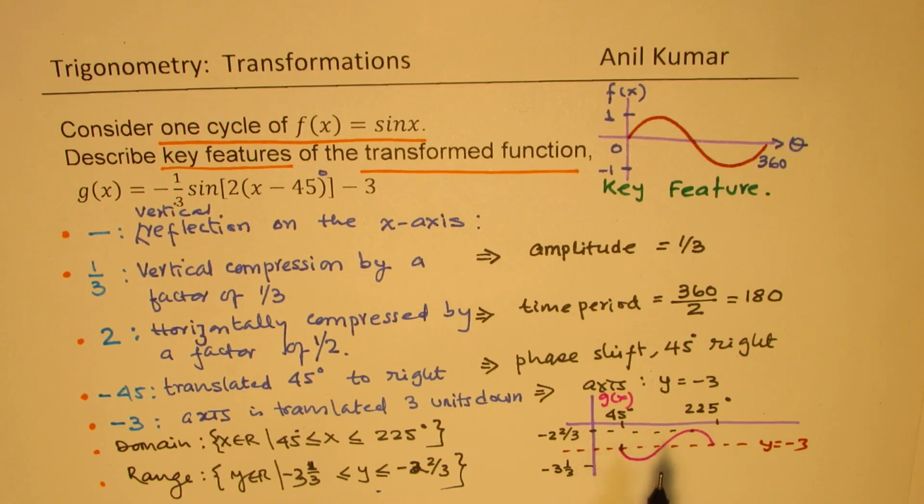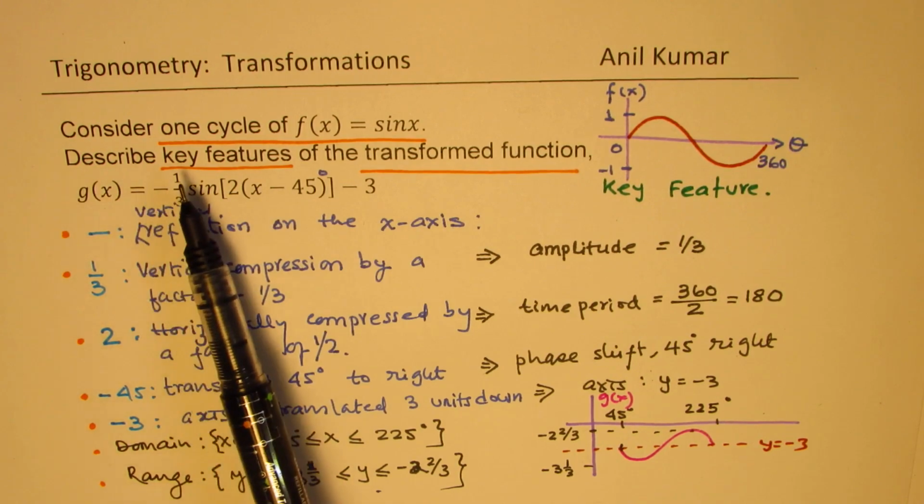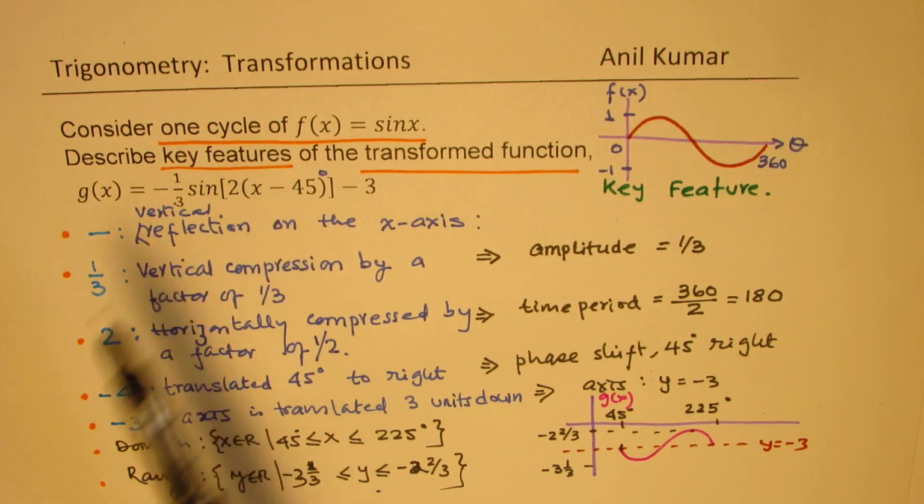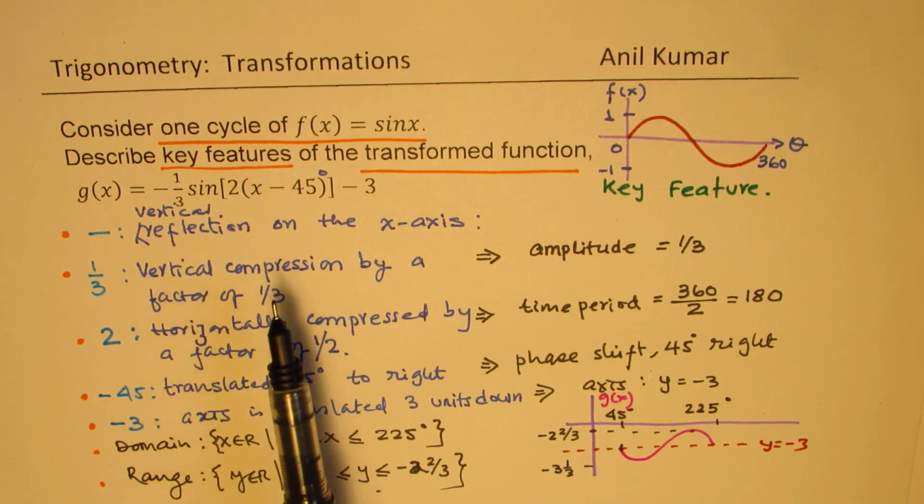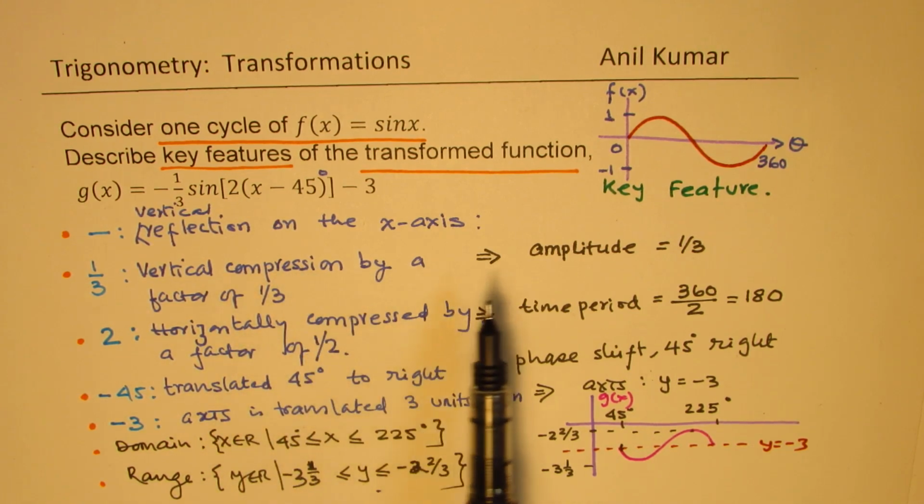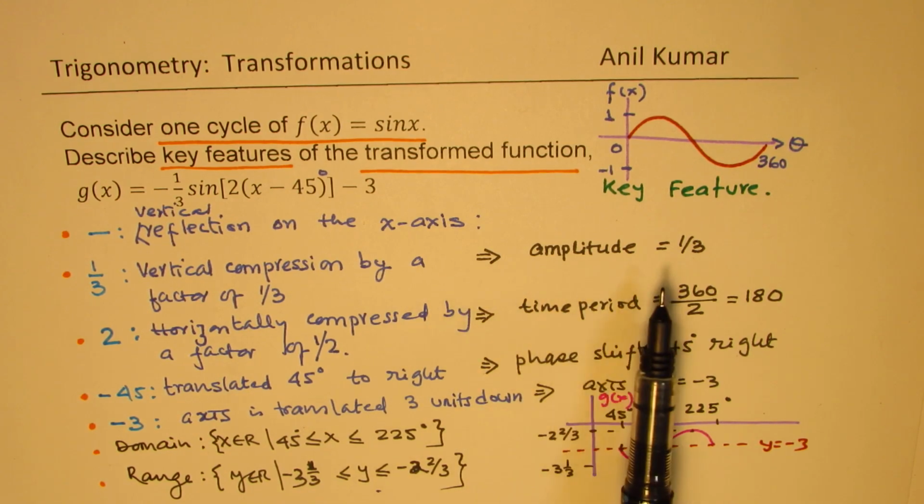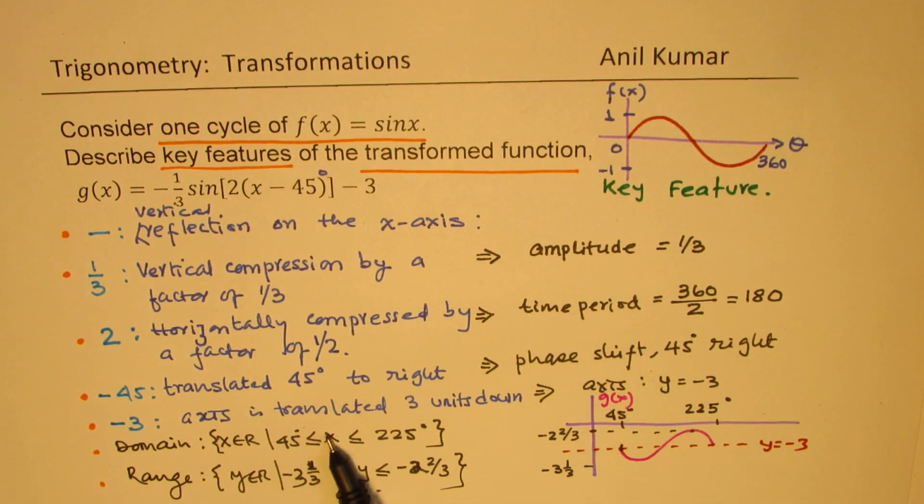So I hope now you understand the complete concept. When we have a question to describe the key features, we should actually describe the transformation and also show how each transformation changes the key features. The key features are amplitude, time period, phase shift, domain, and range. So these are the 5 key features which you should always discuss for such a question. I hope this point is absolutely clear.